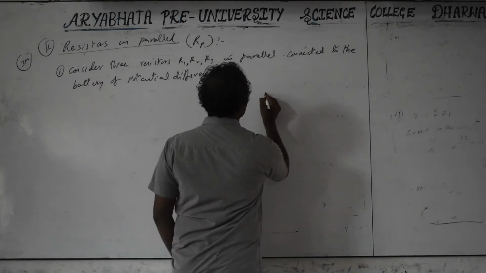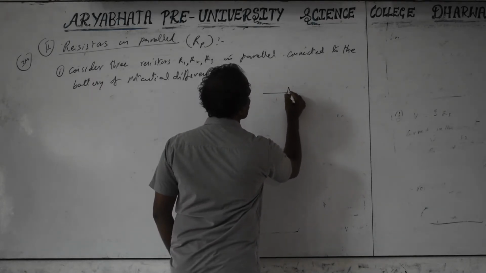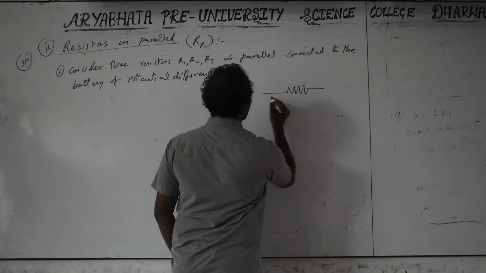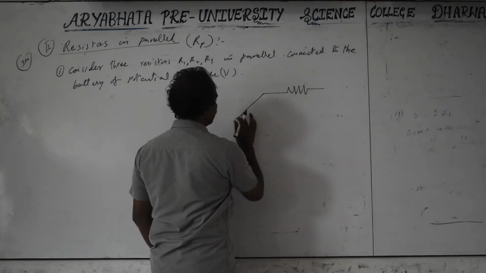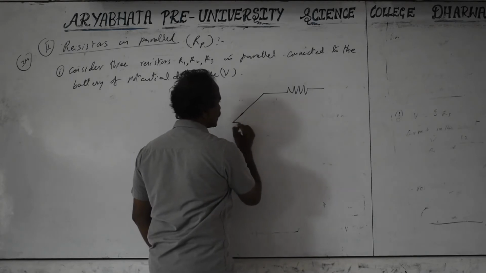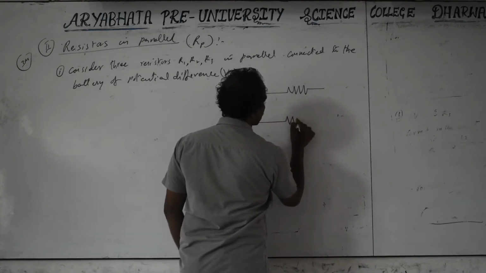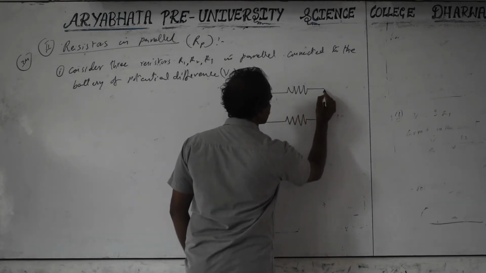The diagram is compulsory for derivation purposes. For numericals in some cases it is not required, but for derivations it is compulsory. There are different ways of drawing this diagram. All these straight lines indicate connecting wires of negligible or low resistance.